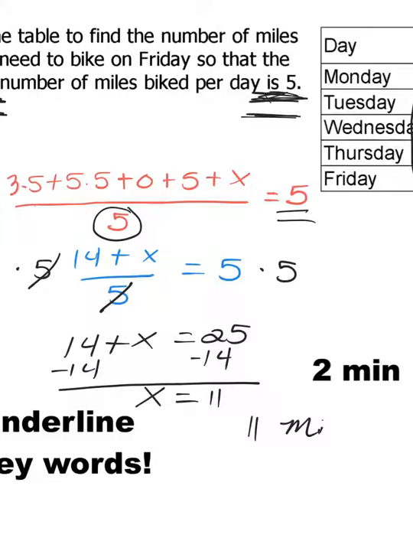So up here, what I did was I combined my like terms to get 14. I still have a plus x. And then I solved this problem in the same way that I did the Bellwork problem that involved a fraction. I multiplied by 5 on both sides, got rid of that denominator, and I ended up with 14 plus x equals 25, subtracted 14 and got 11, and he needs to bike 11 miles.